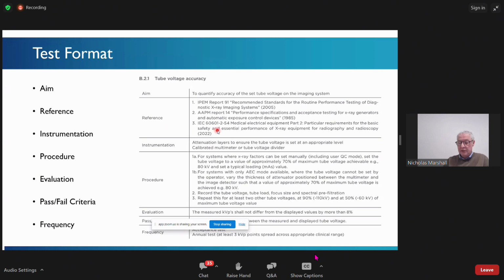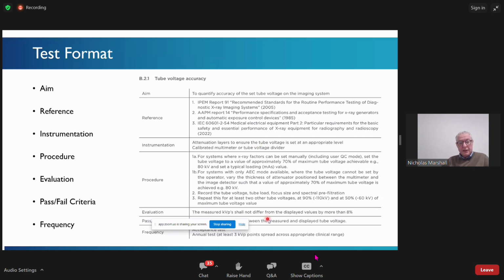Then any instrumentation. So what you would need to do the test. This test is the tube voltage accuracy. So you need a multimeter or kV divider and some attenuation. The procedure, which is how you do it in hopefully easy to read steps, and then how you evaluate. So you just check your measured kVs against the displayed values in this test, for example, and then the criteria that you need to apply, and the frequency at which you do the test. So it could be an acceptance test or annual or constancy test, for example.